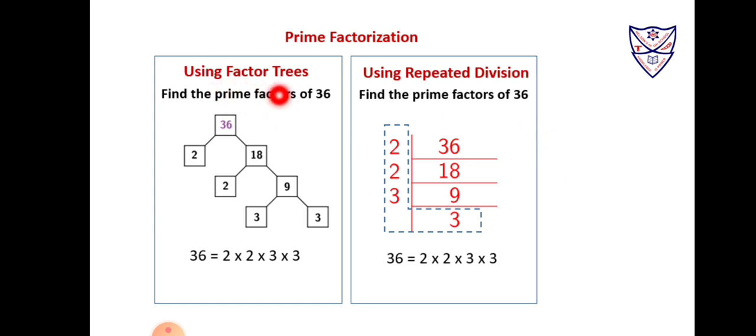So students, in a factor tree what will we do? Find the prime factors of 36. So 36 is a number, 2 18s are 36. Now this 18 we will do 2 9s are 18. Now 9 again we will divide, 3 3s are 9. So what are the prime factors? 2 multiply 2 multiply 3 multiply 3. And the repeated division method means you will use the division method. You will use this method: 2 18s are 36, 2 9s are 18, 3 3s are 9 and 3 1s are 3. So what are the factors? 2 multiply 2 multiply 3 multiply 3. So these are the two different methods of prime factorization.